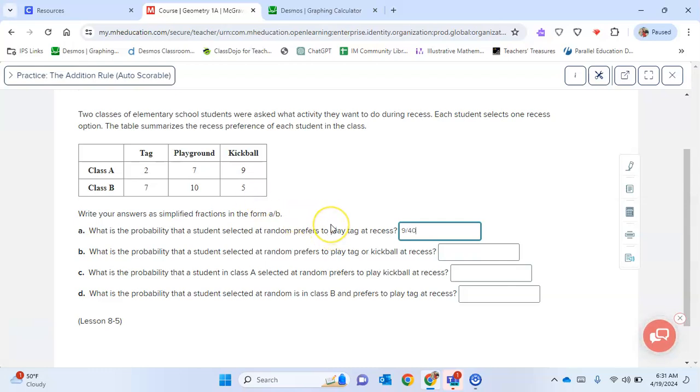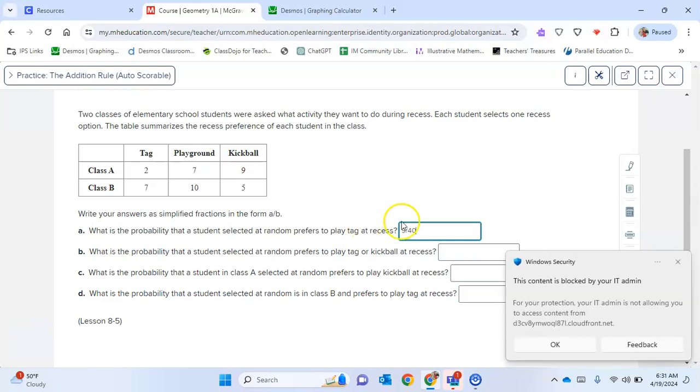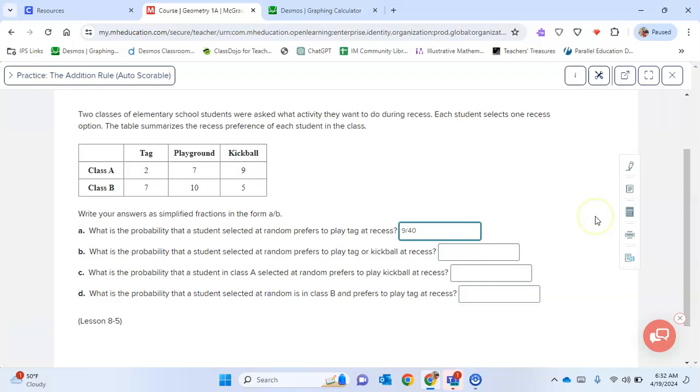What is the probability that a student selected at random prefers to play tag or kickball at recess? Tag or kickball: 9, 18, 23. 2 plus 7 is 9, 9 plus 9 is 18, plus 5 is 23 40ths. Again, cannot be reduced.